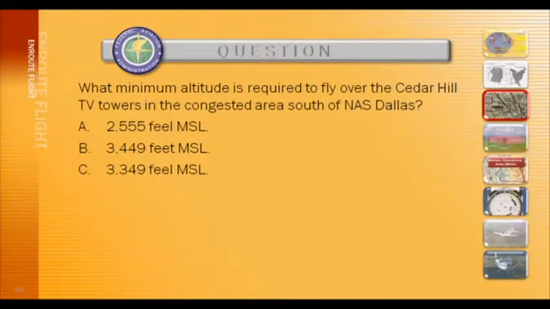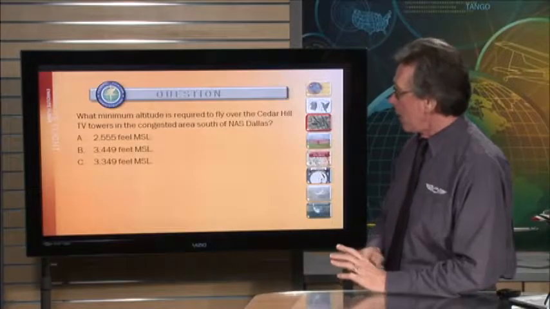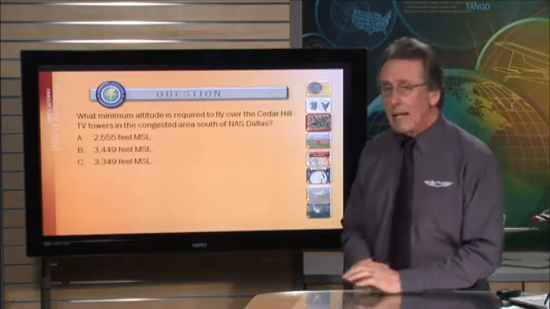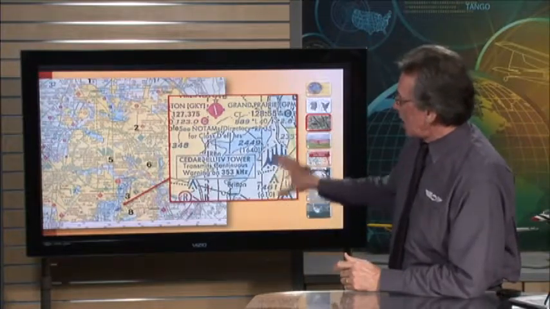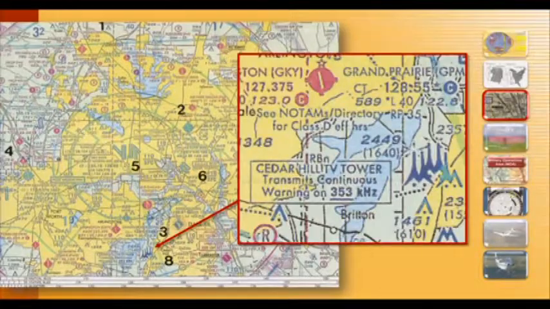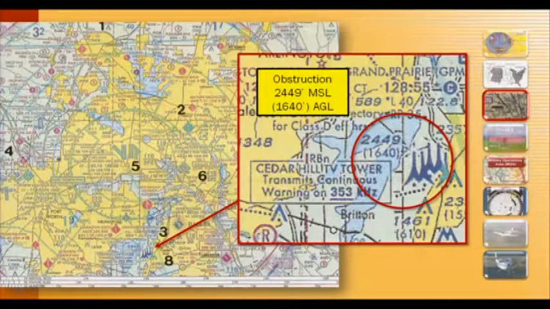What is the minimum altitude that's required to fly over the Cedar Hill TV towers in the congested area south of NAS Dallas? The minimum altitude. Now we've got A, B, or C, but in order to find that answer, we're going to have to go to the charts to help you out. Here we are. We've got the blow up of Cedar Hill TV tower, and we can see that the obstruction is 2449 MSL, or 1640 AGL.